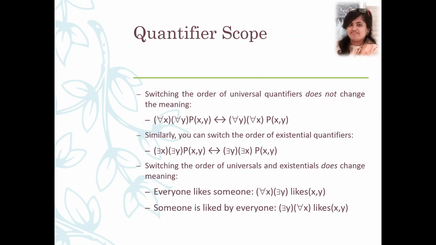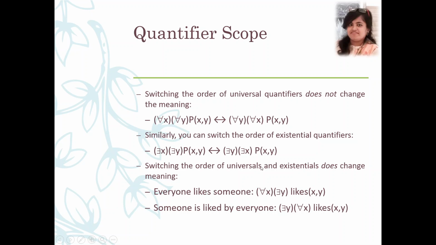So for quantification scope, switching the order of universal quantifiers does not change the meaning. In this example, you can check that the positions of for all x and for all y are changed here. So switching of these is not going to change the meaning. Similarly, you can switch the order of existential quantifiers. That is, for some x, for some y, p. So that is, for some y, you can take it from above here, then for x. So it can be over here.